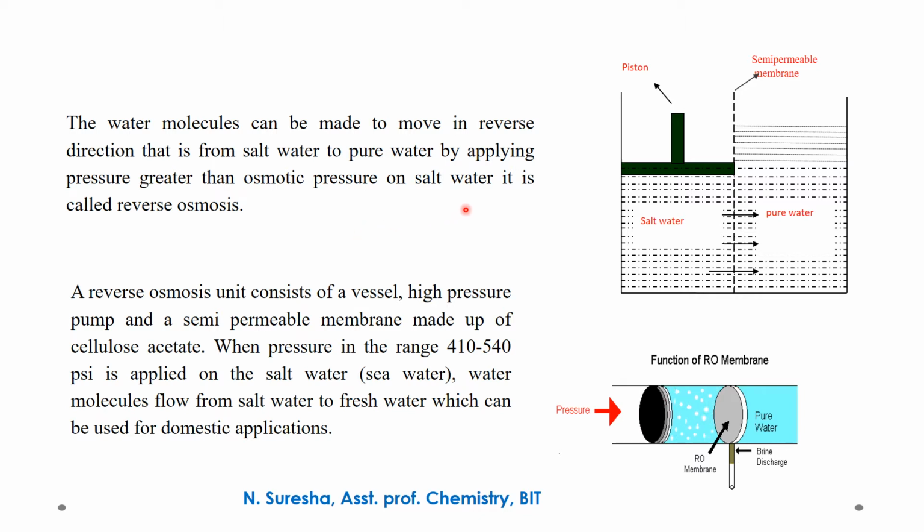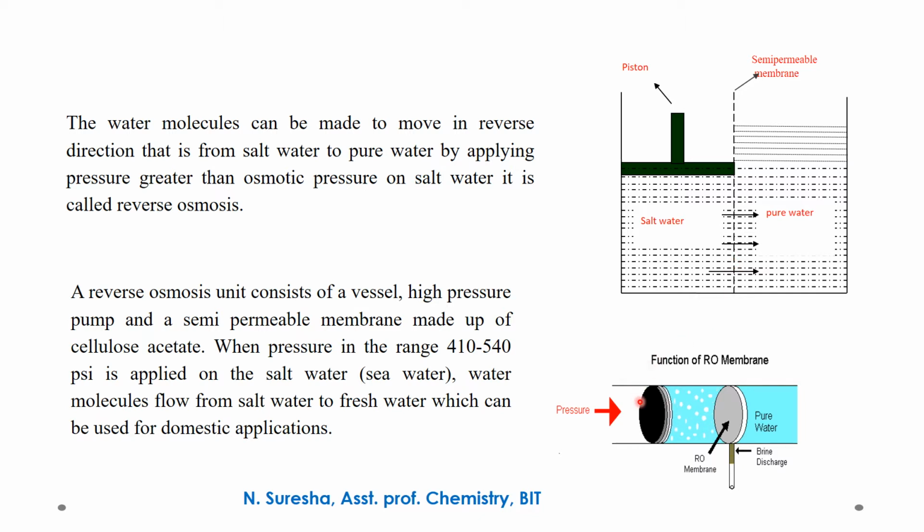In reverse osmosis, when pure water and salt water are separated by a semi-permeable membrane, and pressure is applied on the salt water side, the water molecules from salt water will move towards pure water. It is called reverse osmosis. So by applying pressure on the salt water side, we can make the water molecules move from salt water to pure water through a semi-permeable membrane.